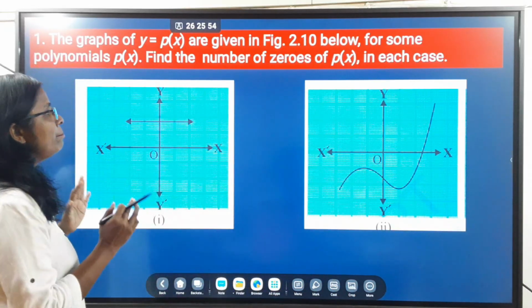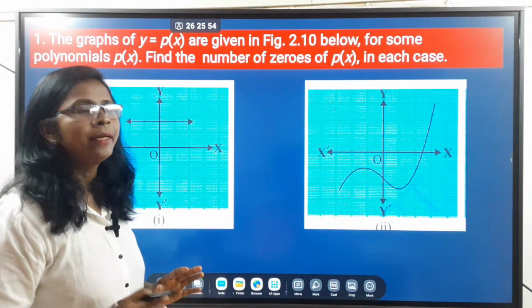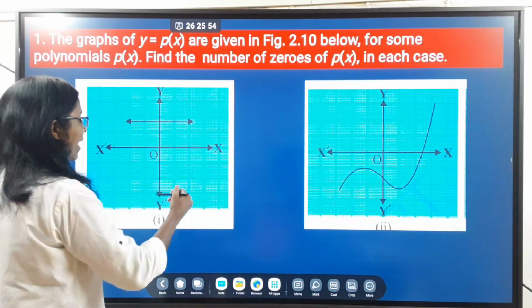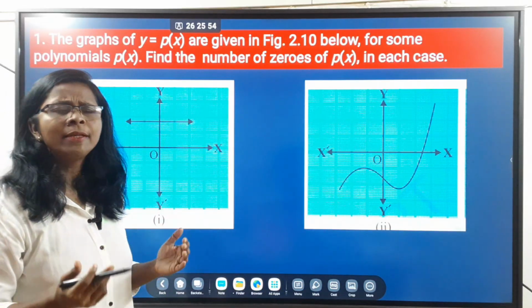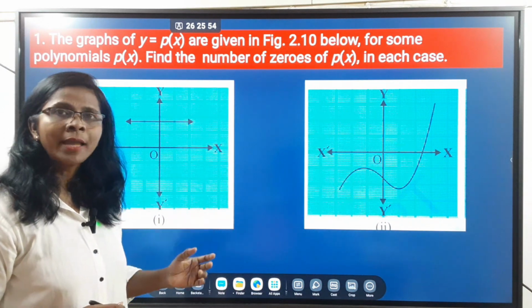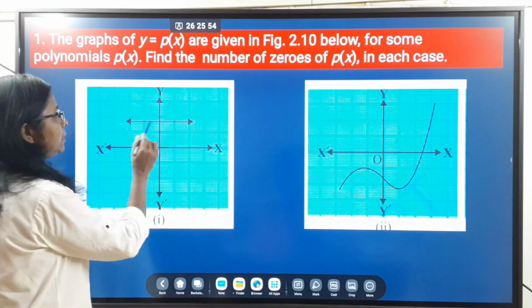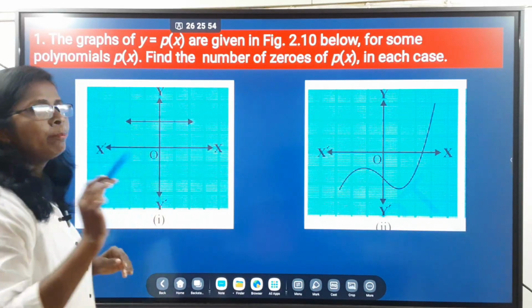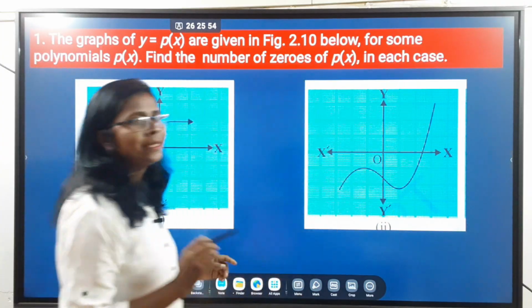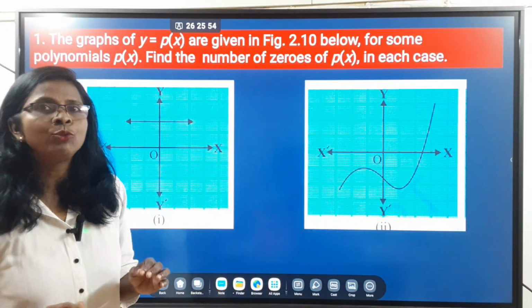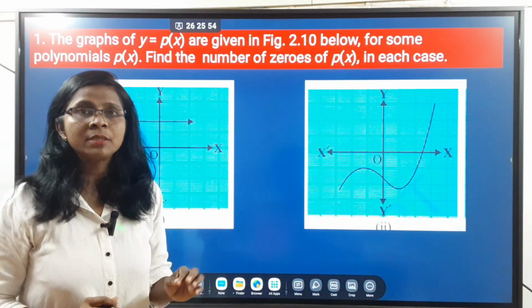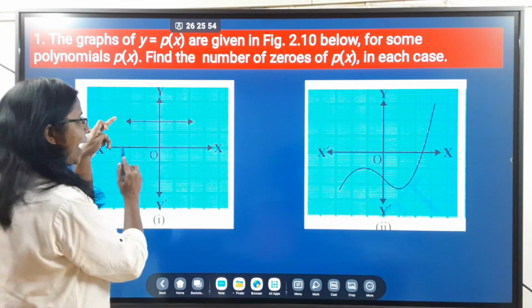So the first example is a graph. Now here students, carefully observe this figure. So this is the x-axis, this is the y-axis, and other than the x-axis and y-axis, there is another line, and this line represents the polynomial p of x students. And here we have to find the number of zeros of p of x. That means students, we have to find out how many times this line intersects the x-axis.